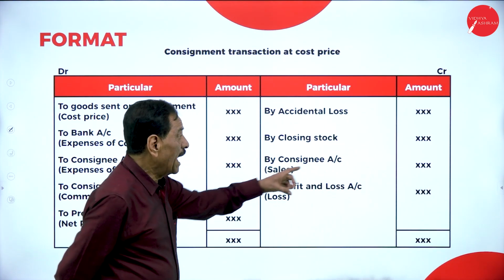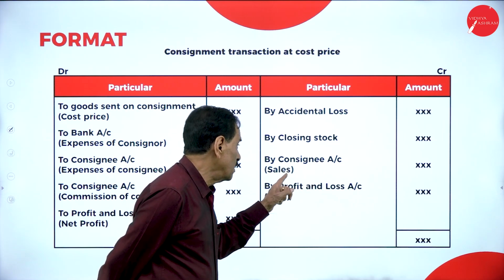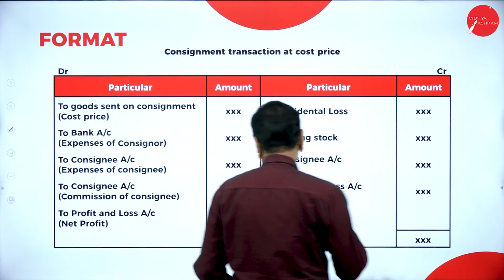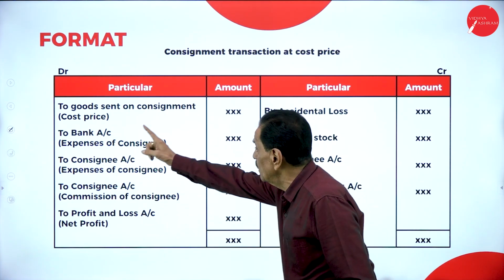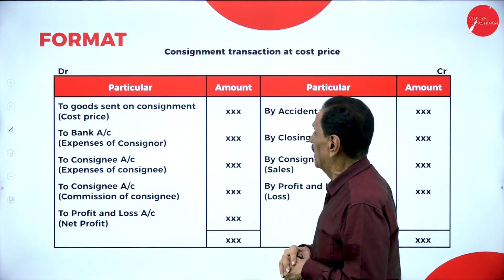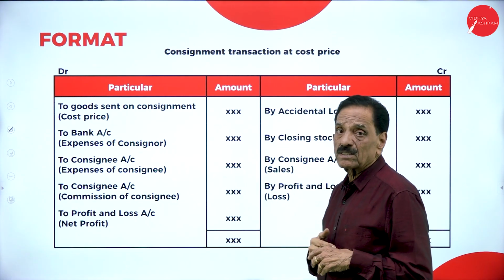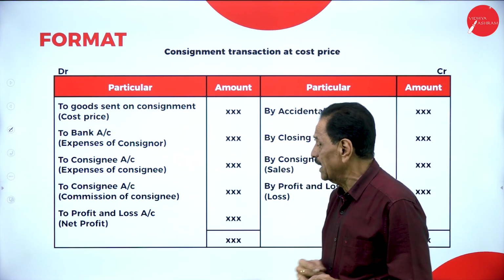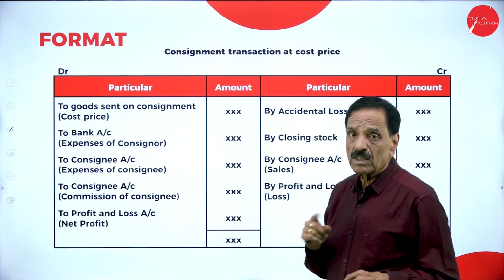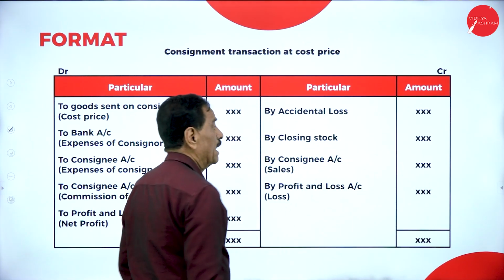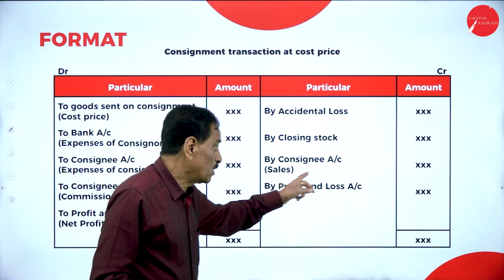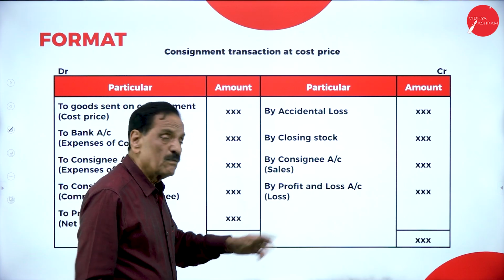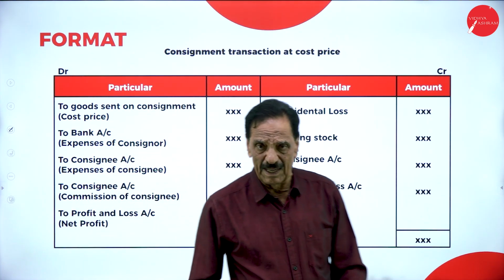Come back here. By accidental loss, by closing stock, by consignee account, sales made by consignee. Whatever the difference comes, the difference may be profit or loss. First one, goods sent on consignment account. Then to bank account, expenses of the consignor. To consignee account, expenses of consignee. To consignee account, commission of the consignee. Here, by accidental loss, by closing stock, by consignee account, sales made by consignee, whatever the difference may be, profit or loss.